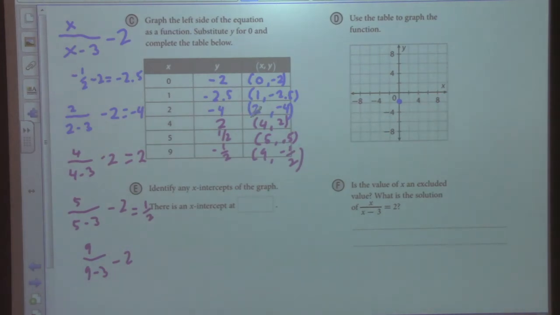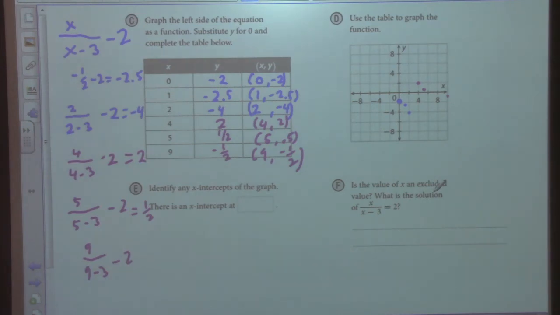So over here, we're going to plot these points. So we have this one right here, 4, 2. So that'll go right here. We have 5, 0.5. So 5, 0.5 is going to go about right here. And finally we have 9, negative 1/2, which is going to go about right here. And then for this other side, we have 0, negative 2. I already plotted that. And then we have 1, negative 2.5. So 1, negative 2.5 is about right here. And then we have finally 2, negative 4. So 2, negative 4 goes right here.